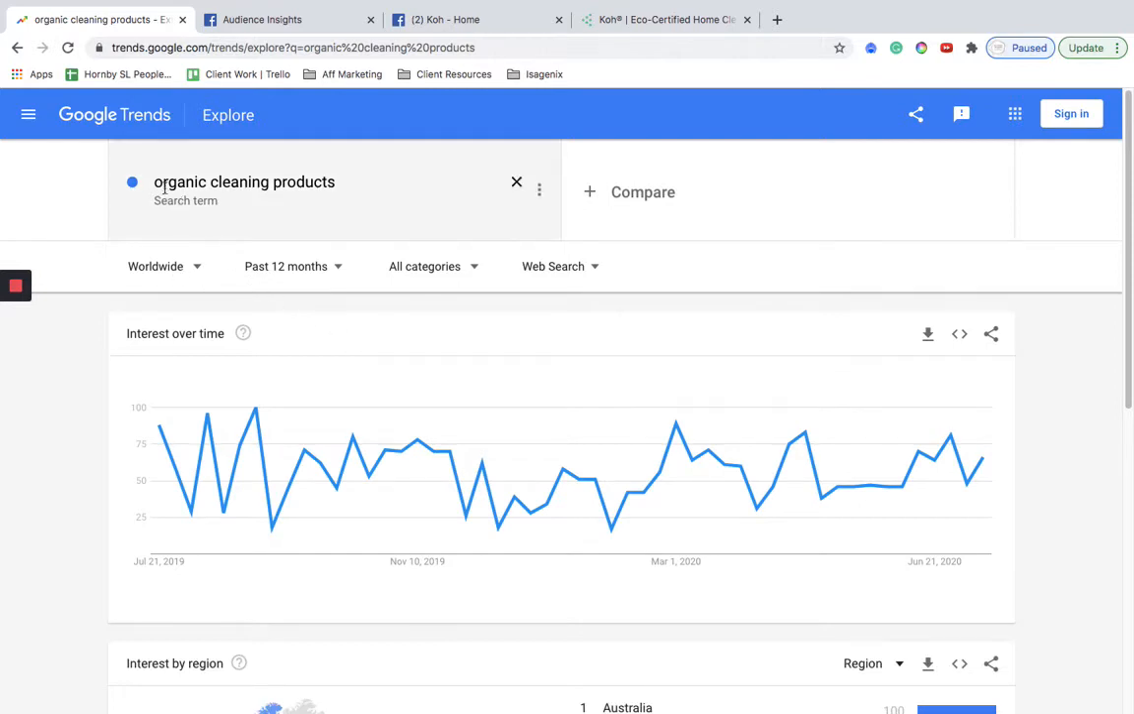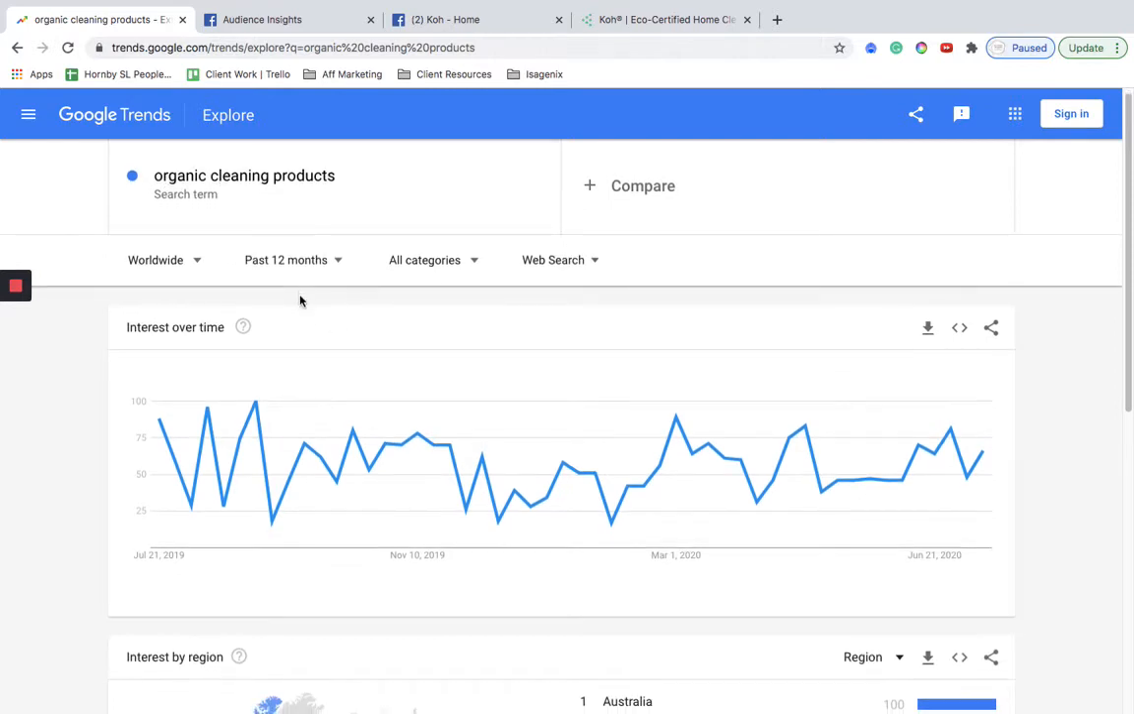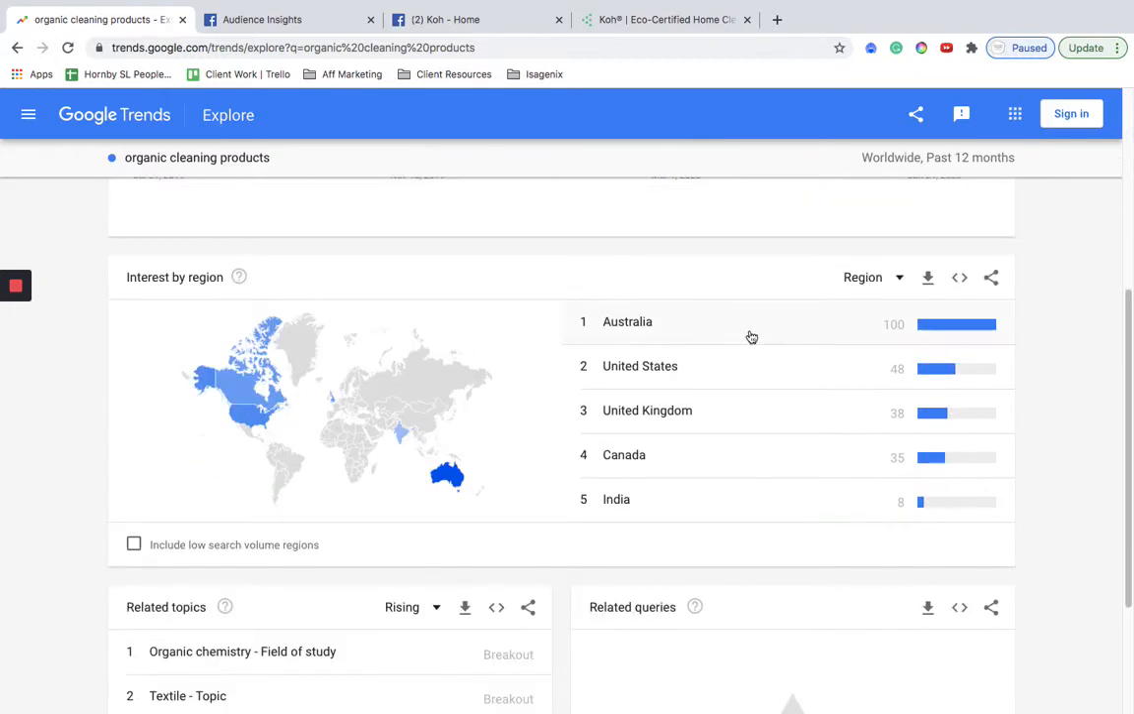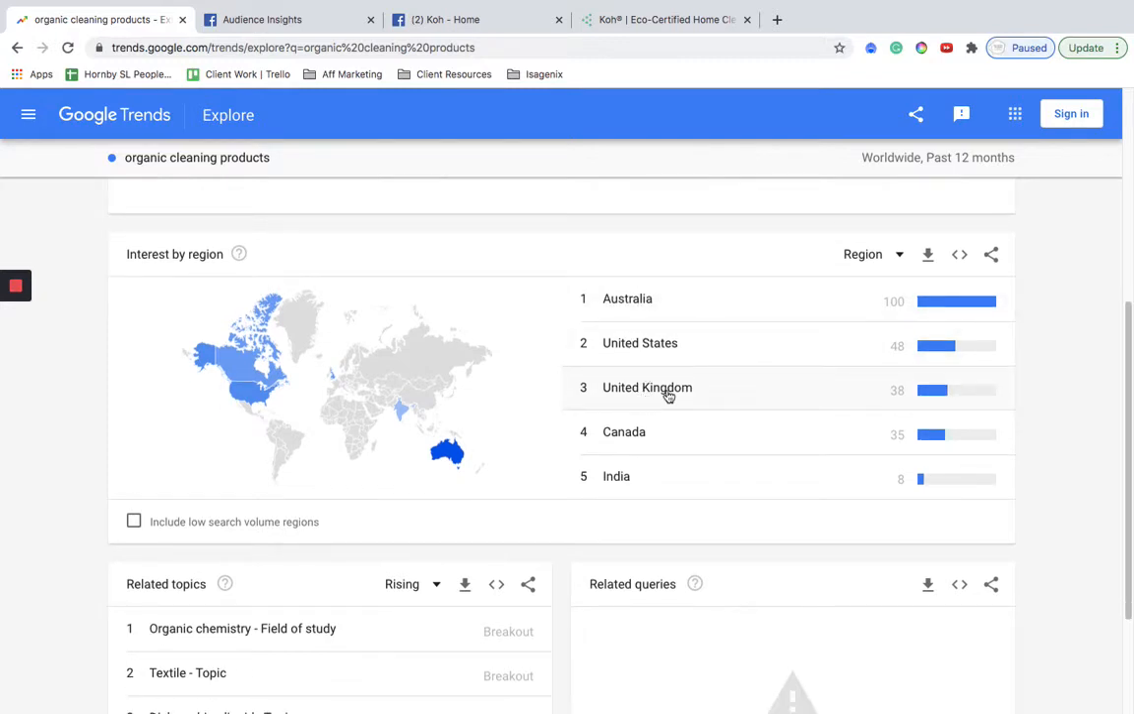So simply by looking at organic cleaning products here, what I can see down here is that Australia, followed by the United States and the United Kingdom, are three places that are really searching for this type of product, which is cool because I'm going to focus on Australia. So we'll dig deeper in just a moment.